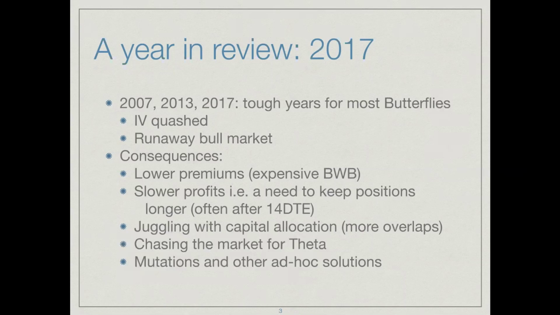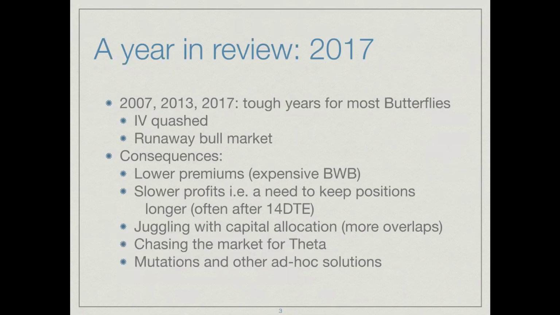Basically, lower premiums, more expensive brokering butterflies. I hope all the jargon like BWB is known. I suppose there will be questions. Slower profits. Profits take longer to mature, and I've had to keep the positions much longer. In the original guidelines, there are different stages of profit taking, from 35 DTE down to 14 DTE, but sometimes we have to go even after 14 DTE, even though it's more difficult to trade.